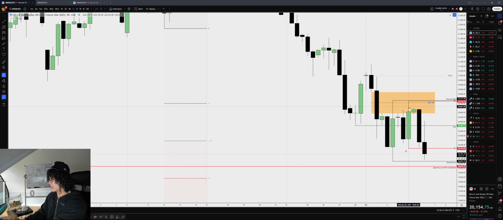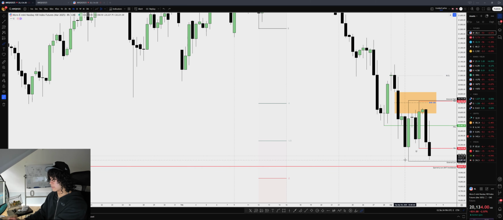Never really had any body closures above the midpoint or the consequent encroachment of this imbalance. Only the wicks were doing the damage. Bodies were relatively just staying closed below the midpoint of it. So you can see how the bodies are just staying away from it. So this tells you that we're kind of respecting it right here and has the potential to offer fair value to this low down here. So this is Tuesday's low.